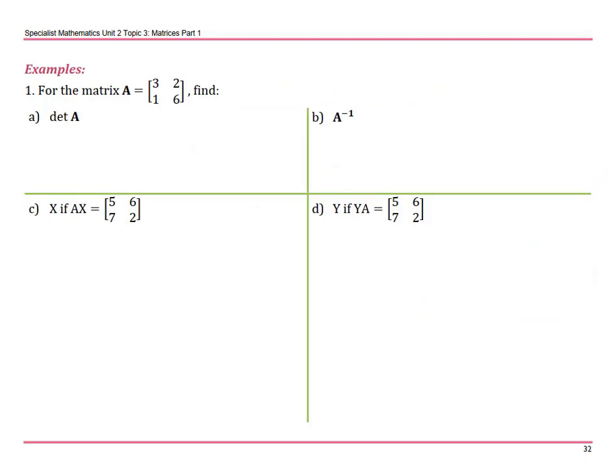So remembering that the determinant of A is equal to multiplying on the diagonal 3 times 6, then subtract multiplying on the other diagonal, so 2 times 1. So that's 18 minus 2, which is 16. Now we're being asked to find the inverse of A. So the inverse of A is 1 over the determinant, so 1 over 16, and then we need to swap things around. So our 3 and 6 swap, and then our other elements just become the negative.